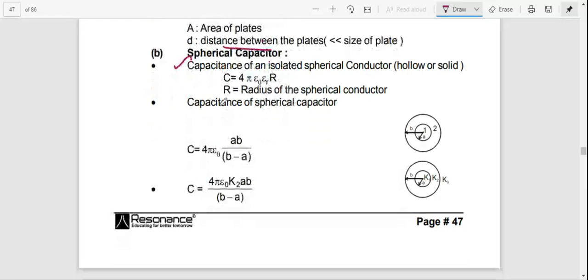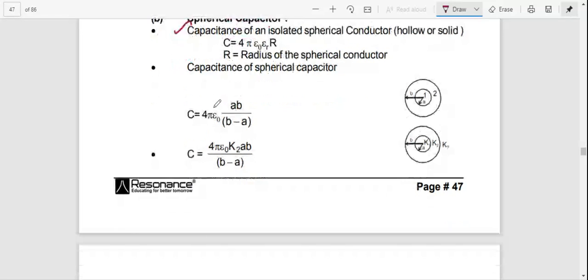Formula of spherical capacitor. The capacitance is 4 pi epsilon naught R, where capital R is the radius of the spherical conductor. And if we have two spherical conductors like this with radius A and B, the formula of capacitance is 4 pi epsilon naught AB by B minus A, and there is no dielectric medium.